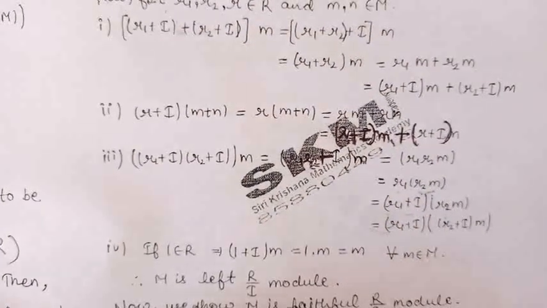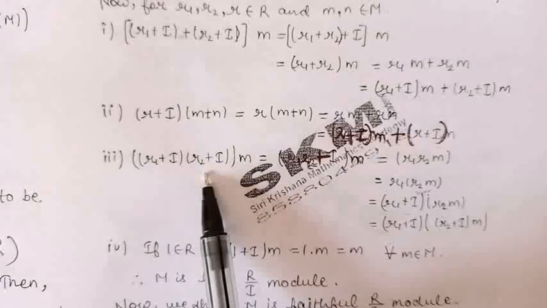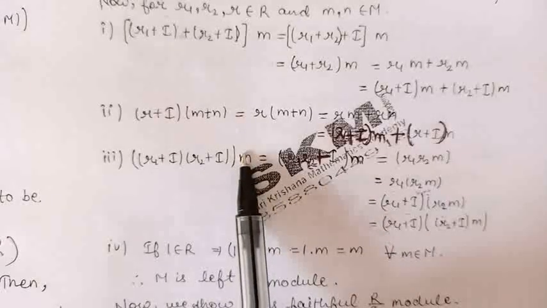In the third condition, let us take two elements r1 plus I and r2 plus I belonging to the quotient ring R by I, and m belonging to the module M.